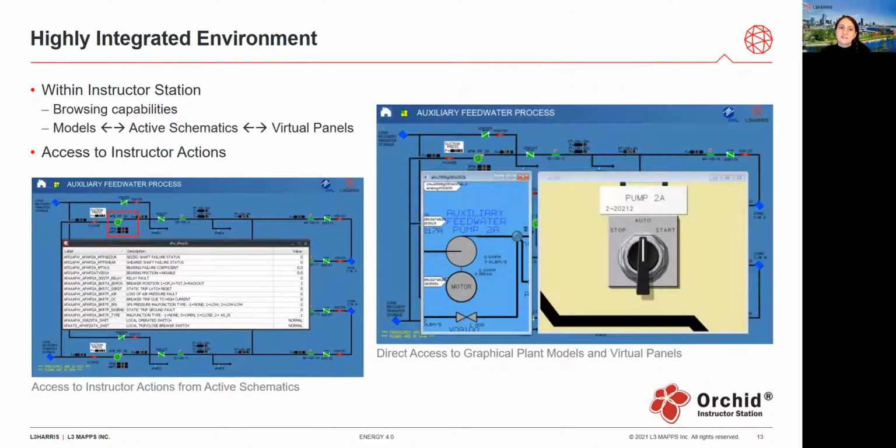So here we can see the highly integrated environment within the instructor station. So we have access to the active schematics, those simplified flow diagrams, the actual model schematics, and the virtual panels. We also have the capability of browsing from one to the next just by right-clicking on the object in question. Also, the instructor actions are available here as well, within the active schematics, within the virtual panels, or from the model schematics.